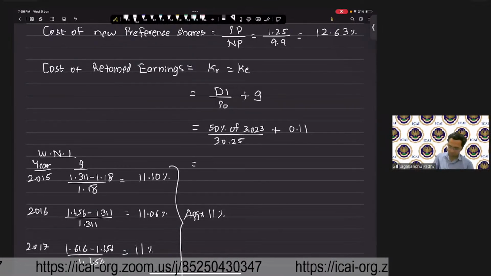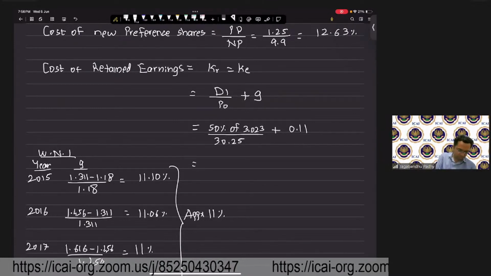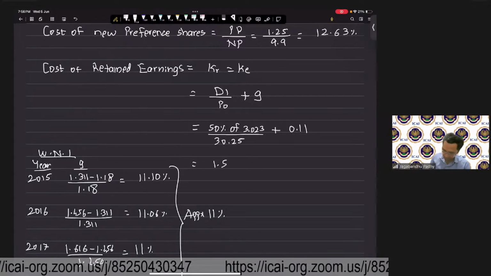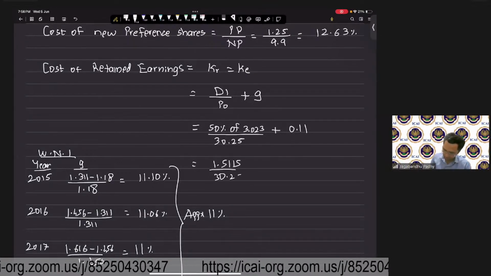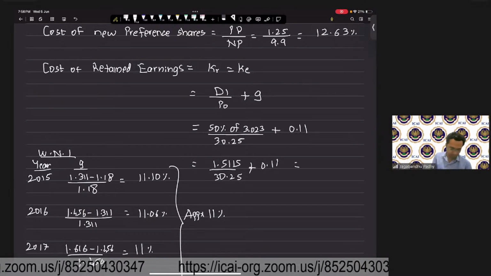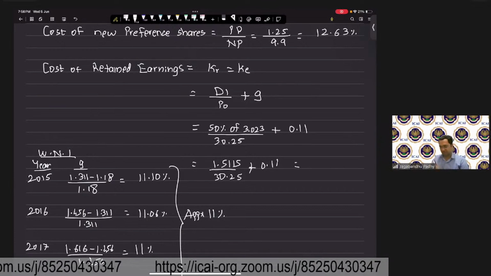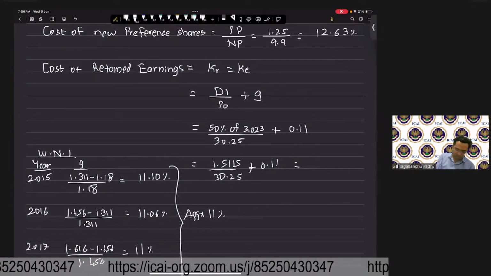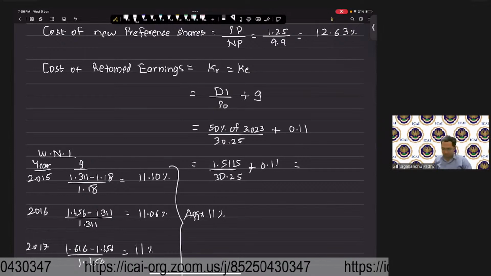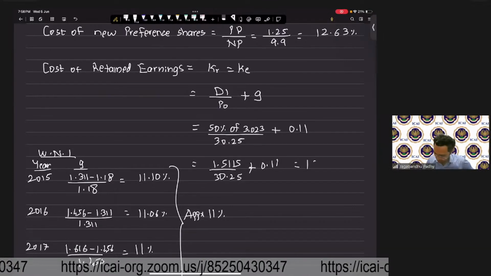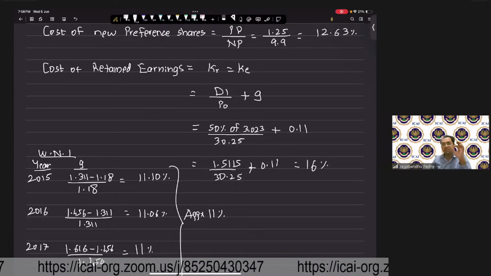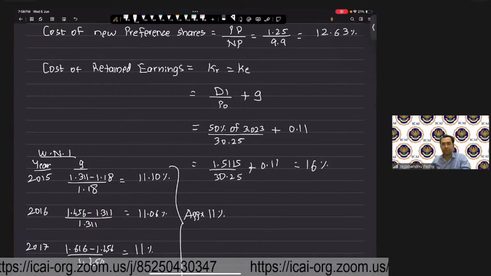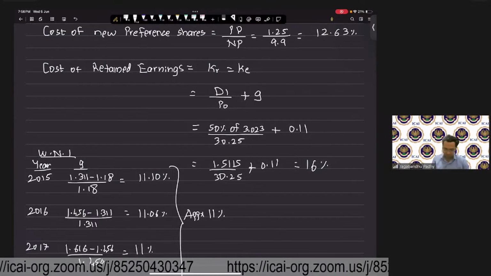Okay, so that works out to be 3.023, 50% is 1.511 (1.5115), that's the expected dividend, on 30.25, which is the price, and that you add 11%. So the cost of retained earnings or cost of equity works out to about 16%. Okay, that's the first part of the question.